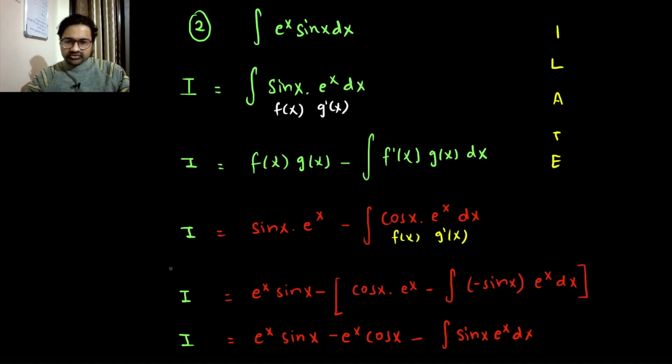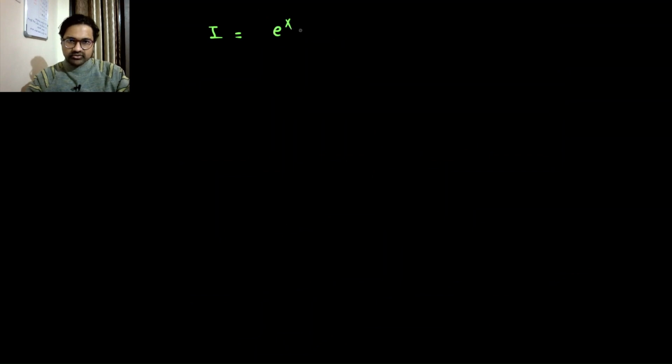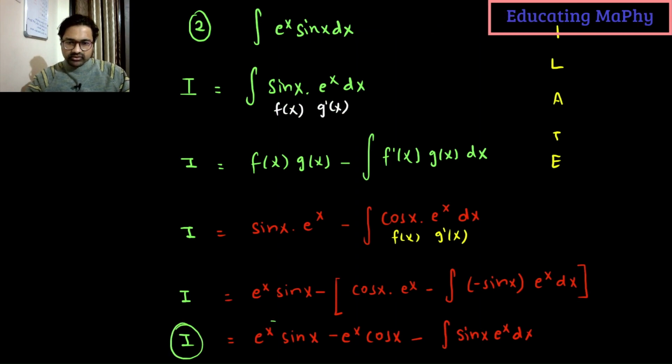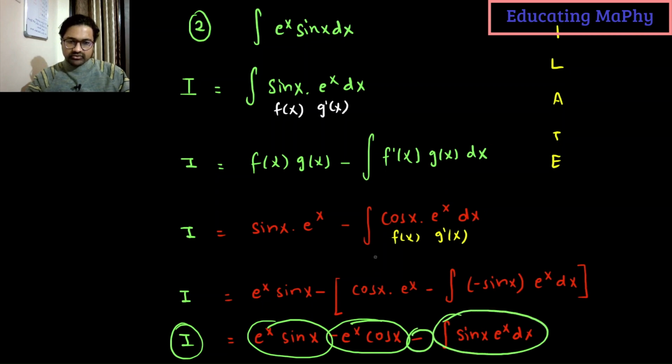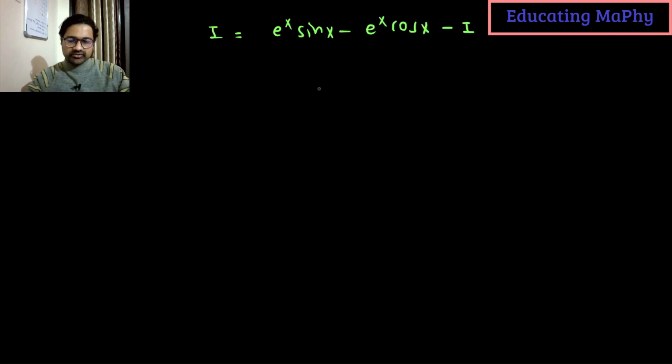I'm going to add another page over here. So that becomes I is equal to e raised to x sin x minus e raised to x cos x minus I. I'll just go back and let you absorb this. I is equal to e raised to x sin x minus e raised to x cos x minus I, because this is also I over here, and that's exactly what I wrote on the next page.